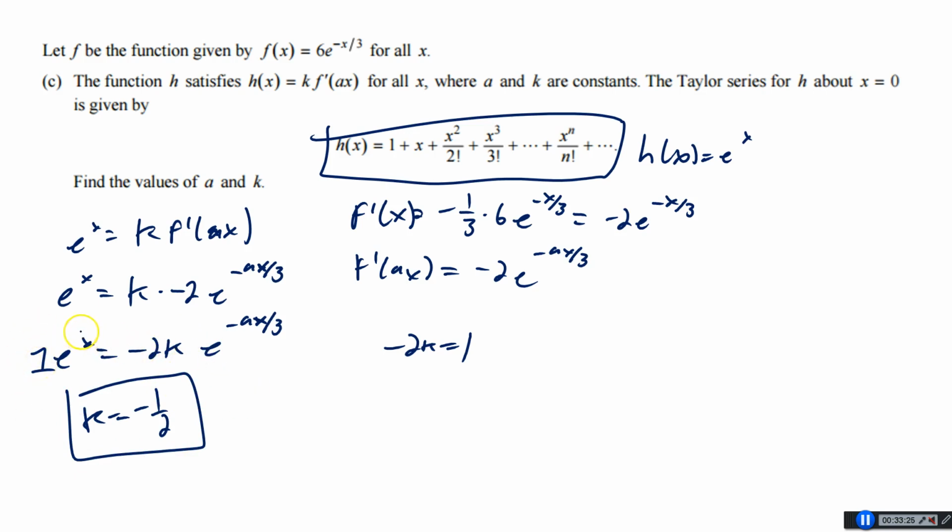Now the exponent here, notice here we just have x. Over here we have negative ax over 3. I need the negative and the 3 on the bottom to go away. So it looks like a is what? Again, you could probably figure it out, but negative a over 3 has got to be equal to 1. So that means that a is negative 3. There we have our two constants that make this work out.